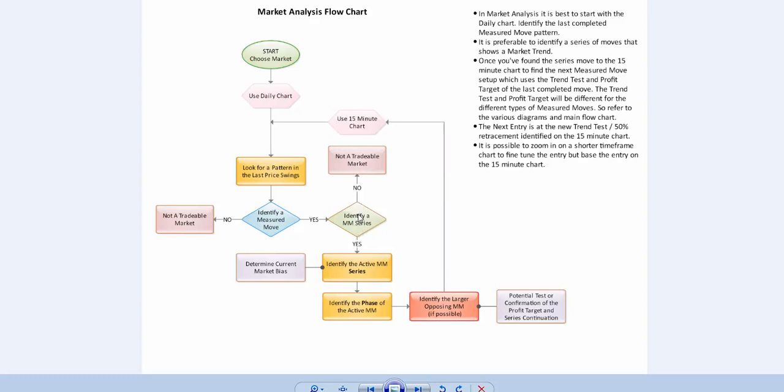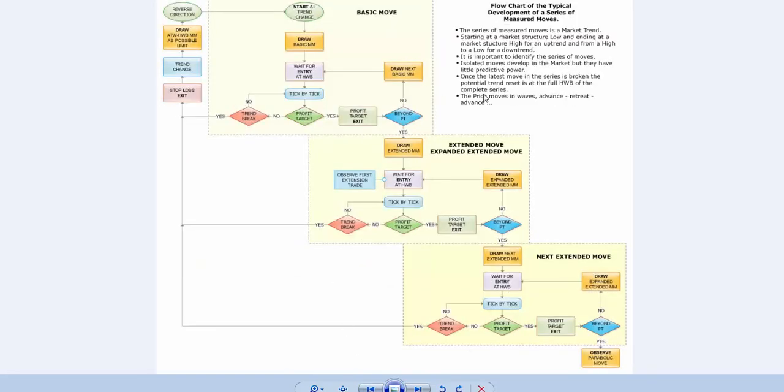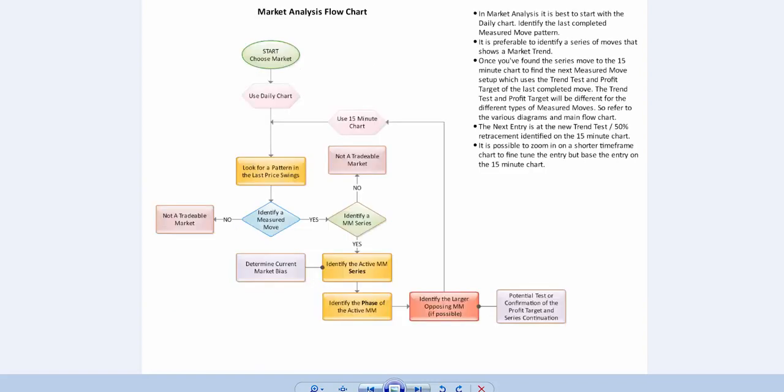So what if you can identify a series of measured moves? If you can, you identify the active measured move in our series. That determines our current market bias. It could be anywhere inside of this basic flow diagram that we could be at that moment. We could be in an extension that is completed, gone beyond its target, and waiting for a pullback and looking for an entry. We could be in an extended, expanded move. We could be back at a traditional. Our job is to find out where we are inside of that trend at that exact moment, so we can identify the next active setup in that series.